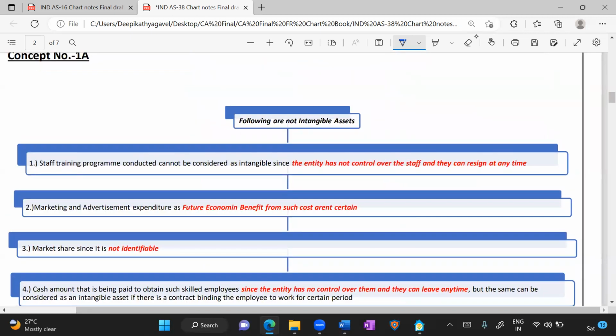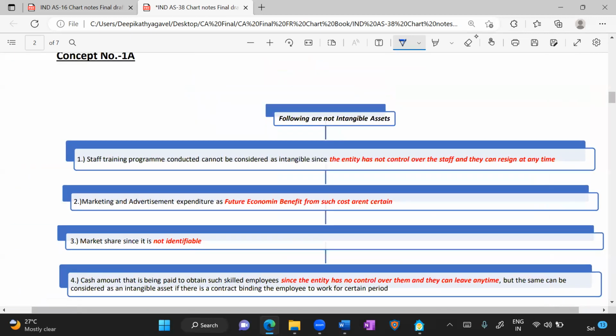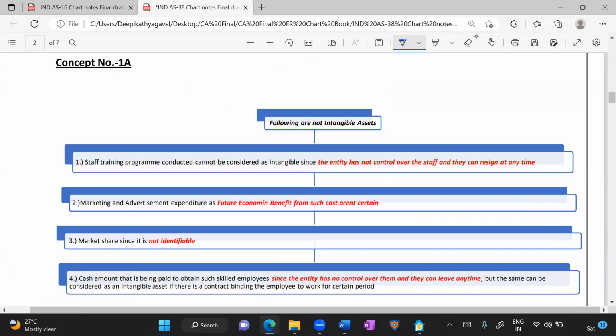So that is the first concept, right? I hope the definition and the scope are clear. The definition clearly states the scope of the standard. Next comes the sub concept under that itself: the following assets that are not covered under intangible, that is, not under the scope of this standard. The first is the staff training program that is being conducted.